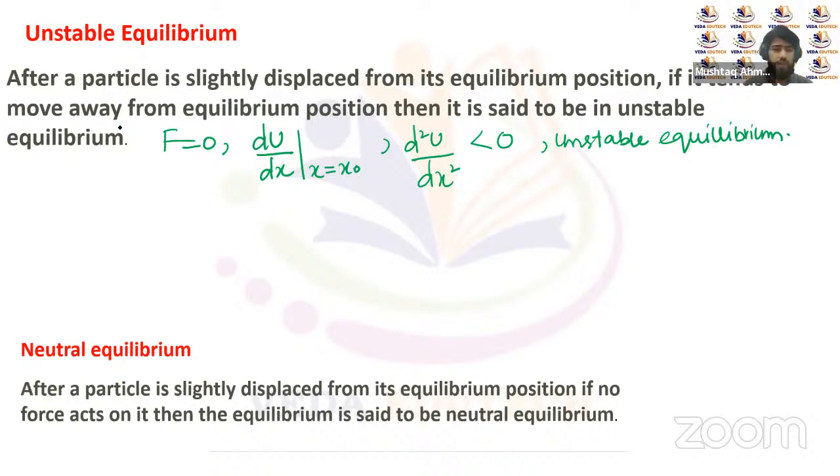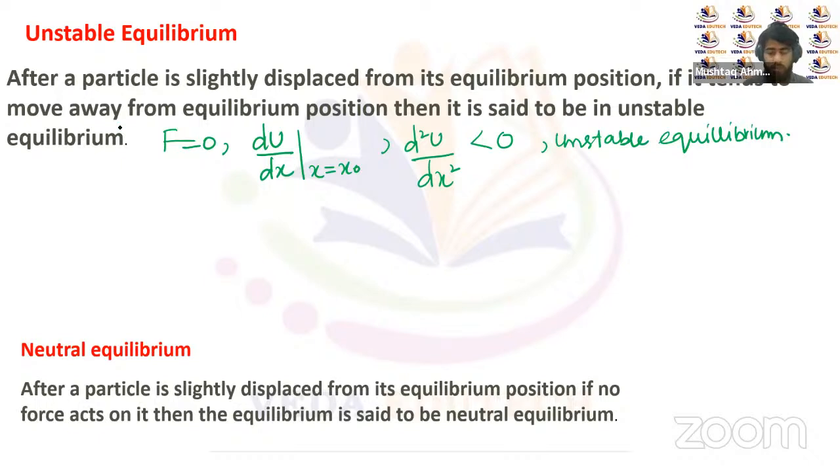So this is the mathematical condition to find out whether the equilibrium position is stable or unstable. For stable equilibrium position, we have the second derivative positive, and for unstable equilibrium position, we have the second derivative negative, or there is a point of maxima. In case of stability, there is a point of minimum, right?